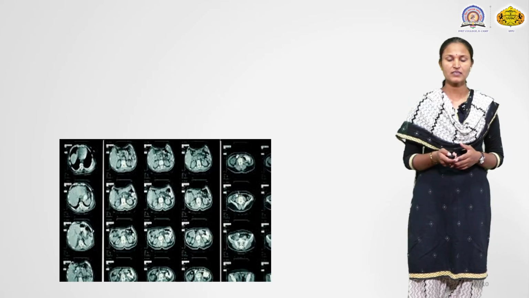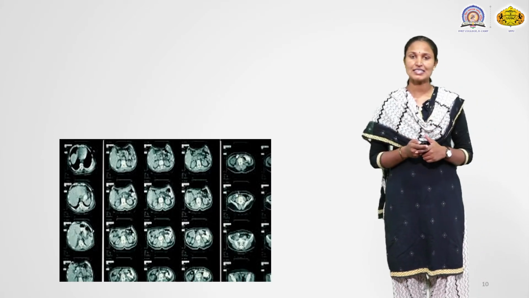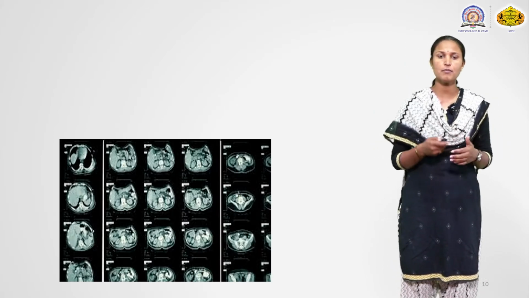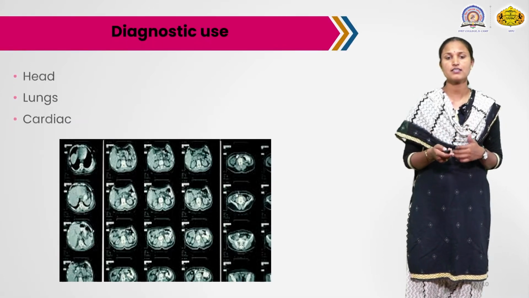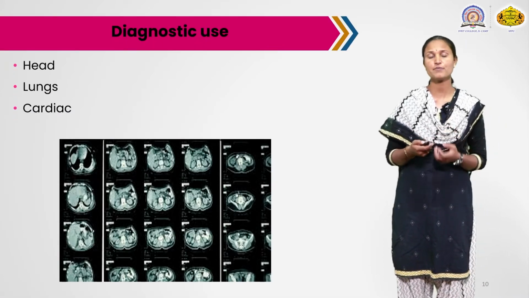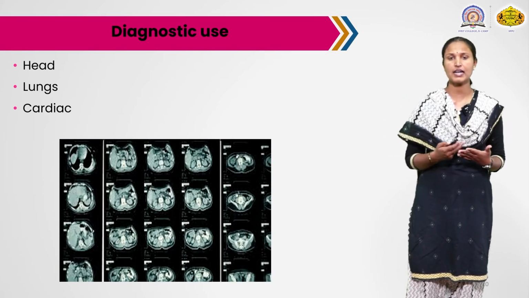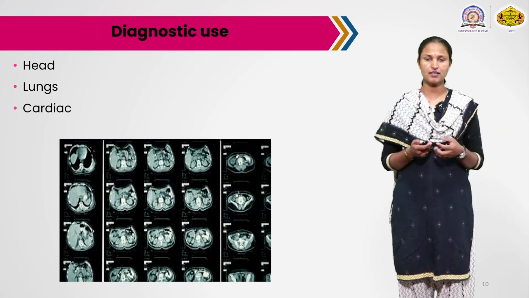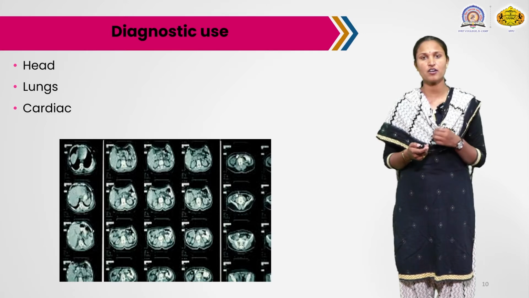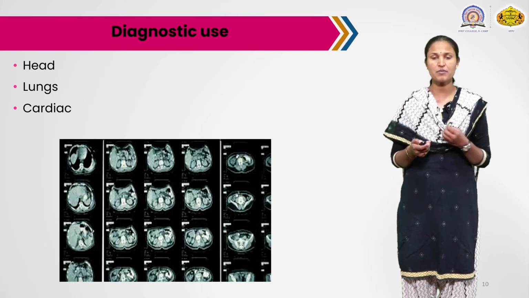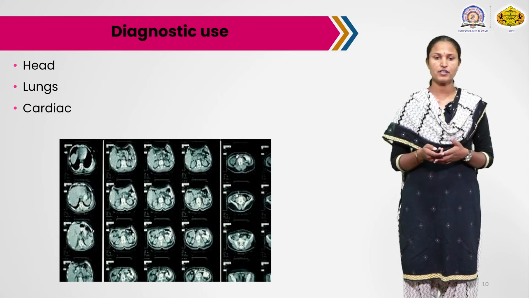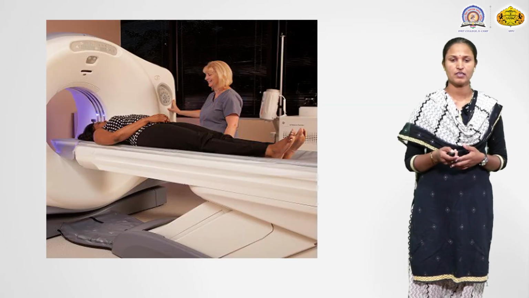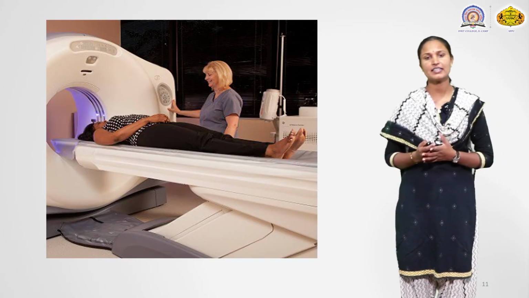This is the diagram for the CT scan. The CT scan captures multiple images of our body parts. The CT scan is used for the head, lungs, and cardiac examinations. It captures images of the smallest particles, or the diseases in our body. This is the diagram for the CT scan.